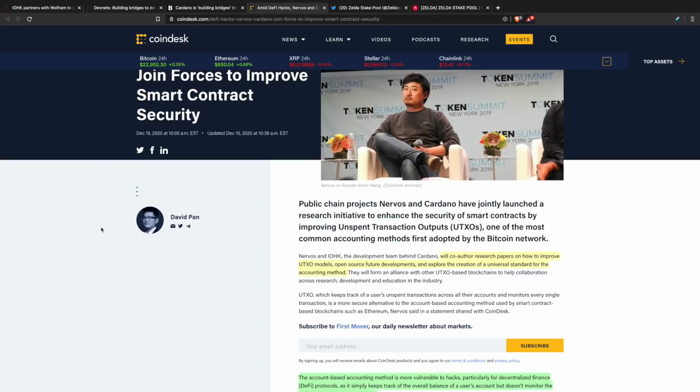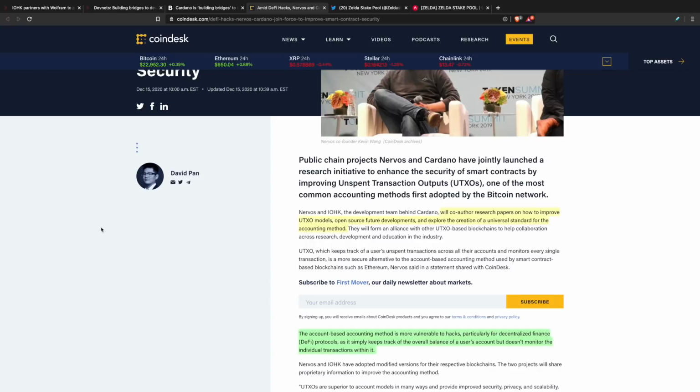Something that I find very notable about what they're doing is that they're addressing the current issues that we're seeing with Ethereum. Now, Ethereum is actually going to use an account-based accounting model. The account-based accounting method is more vulnerable to attacks, particularly for decentralized finance, as it simply keeps track of the overall balance of a user's account, but it doesn't monitor the individual transactions within it.